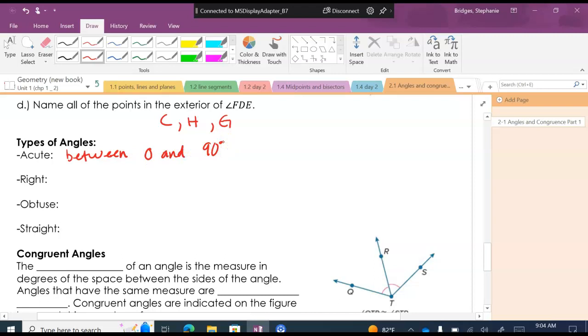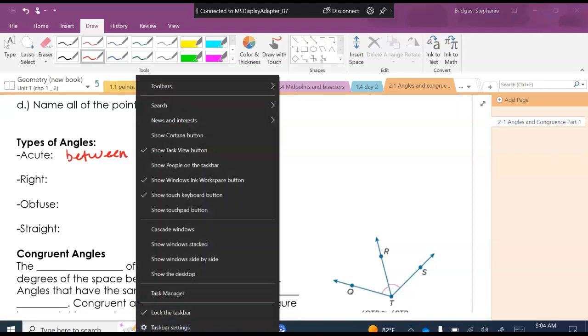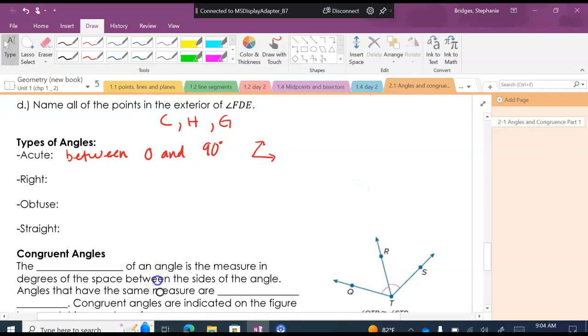Okay, think about it. Acute. It's a small angle, a little angle. If I wanted to draw an acute angle, I would probably draw something like that. Okay, it's small, less than 90 degrees. What about a right angle? It's equal to 90 degrees, yep. If I can get my pen to write.